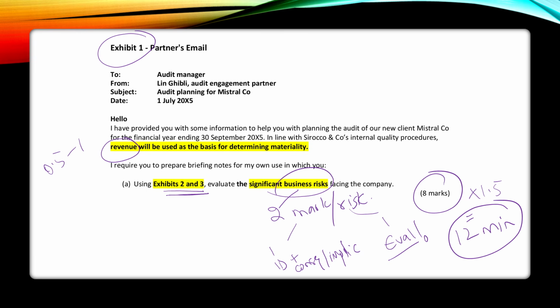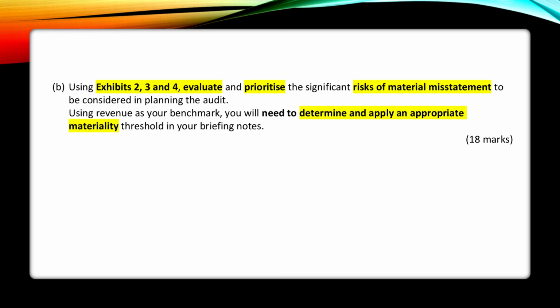I would have spent about 20 to 25 minutes reading the scenario twice, highlighting and planning my answer. This is just the writing time available. The second part asks you to use exhibits 2, 3, and 4. So they've added another exhibit to evaluate and prioritize risks of material misstatement. And they've given you a reminder that you need to decide and apply an appropriate materiality level.